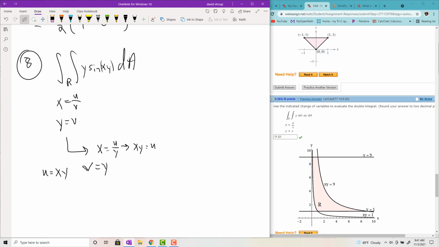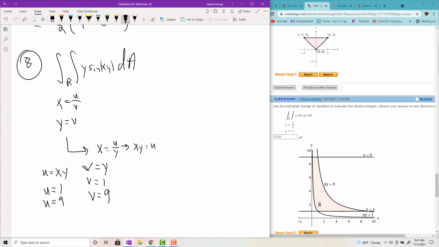So for your bounds on your integral, your limits on your integral, if you look at the picture, you're going from xy equals 1 to xy equals 9. So basically you're going from u equals 1 to u equals 9. And then for the other one, you're going from v equals 1 to v equals 9.